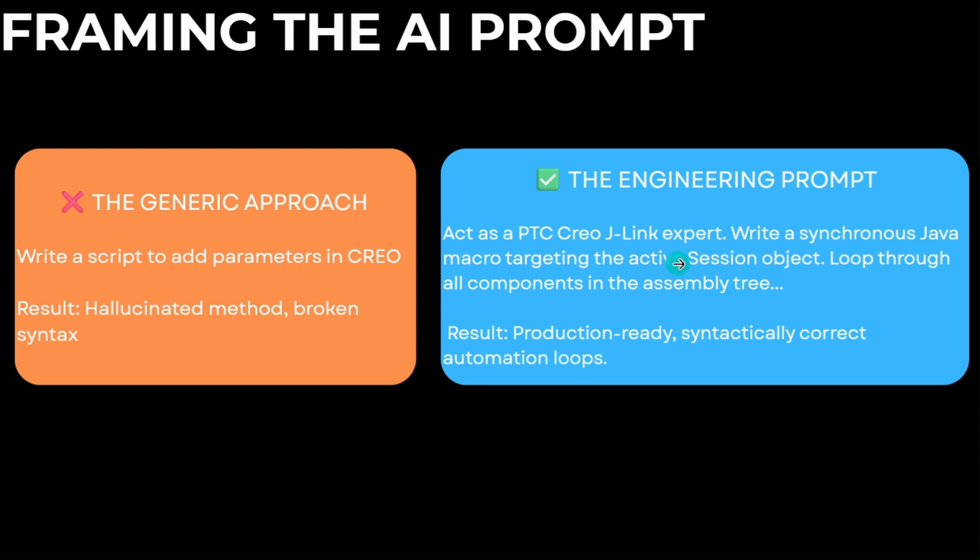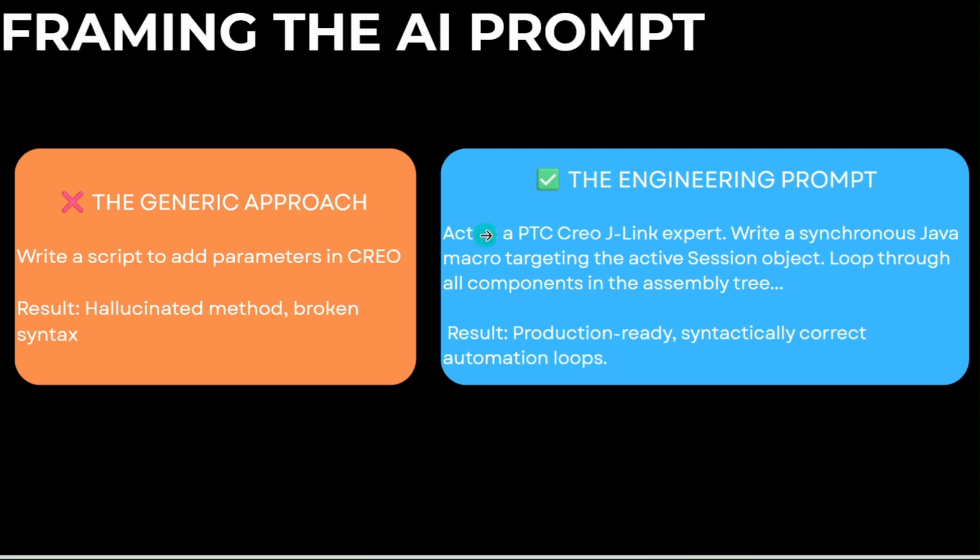Look at the structured prompt frame on the right side. We explicitly assign the AI a highly specialized persona, an expert in Creo J-Link. We specify the programming language, name the exact entry point object model in the architecture, and map out conditional loops and data handling rules beforehand. By providing strict software guidelines, we force the AI to generate precise API calls that map flawlessly into our engineering system. Let's track a real-world use case to see exactly how this script performs.